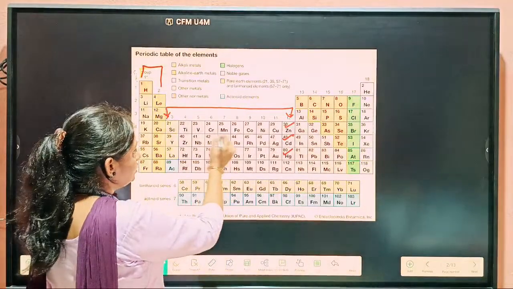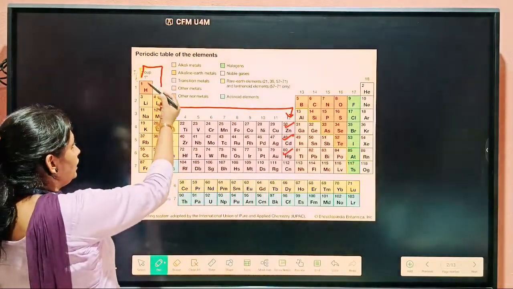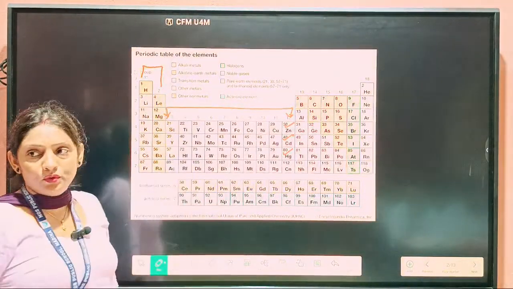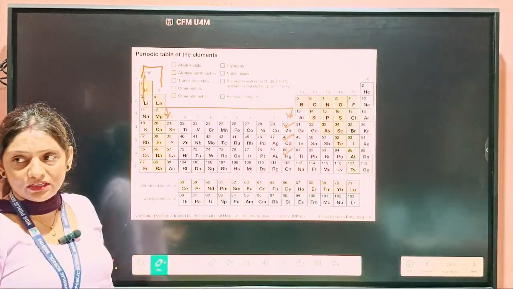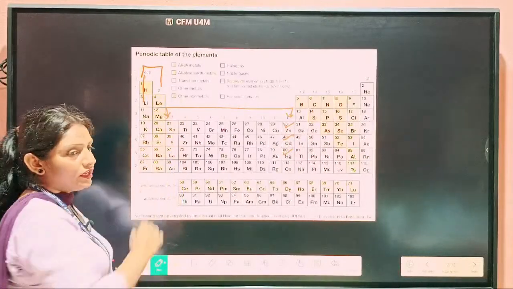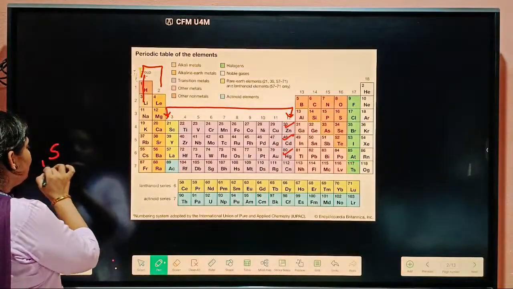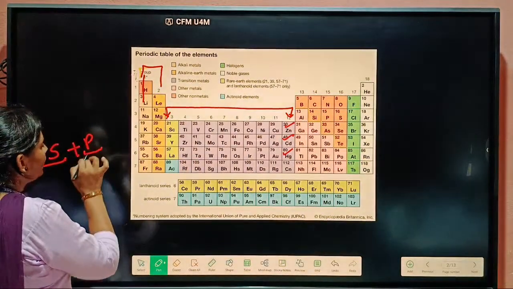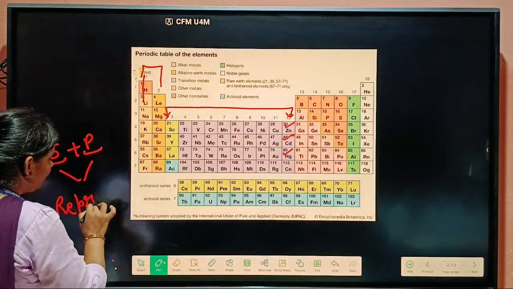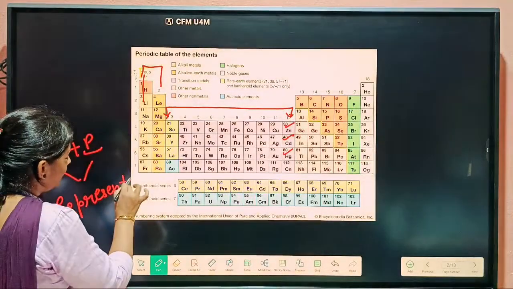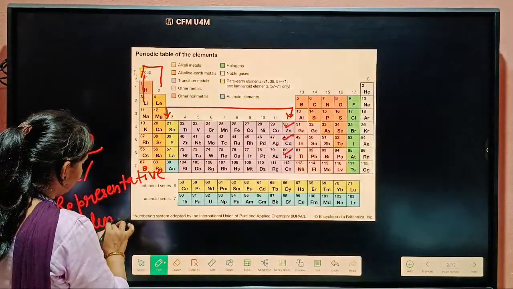So these show all the properties of metals, and some exceptions are there in group number 1 and group number 2. Group number 1 elements are known as the alkali metals, and group number 2 elements are known as the alkaline earth metals. And the elements of the S and P blocks combined are known as the representative elements.